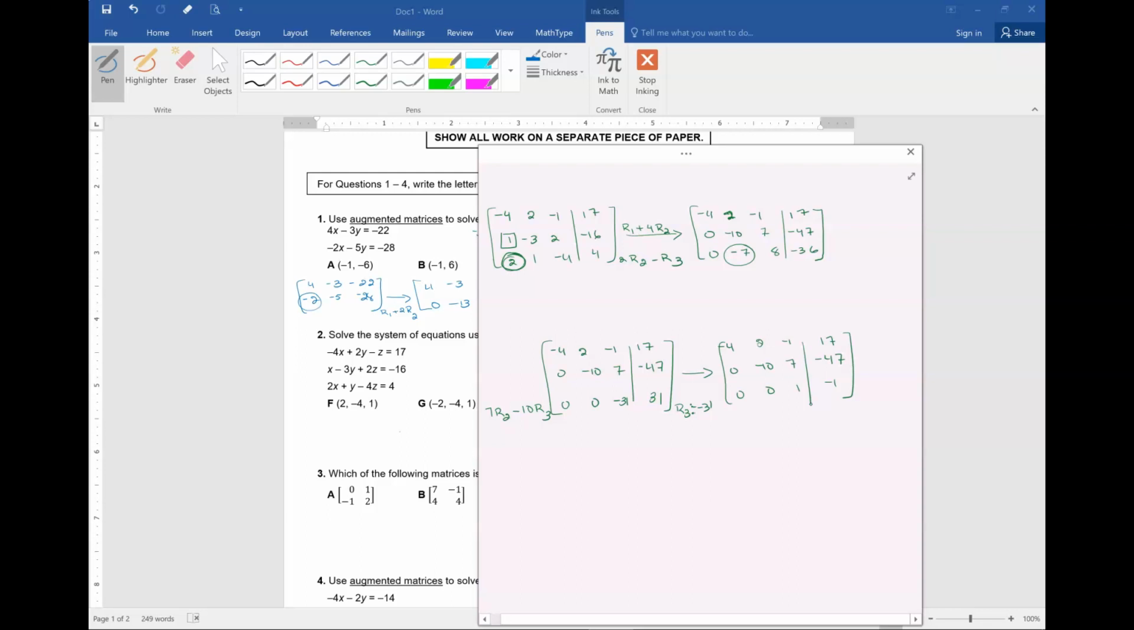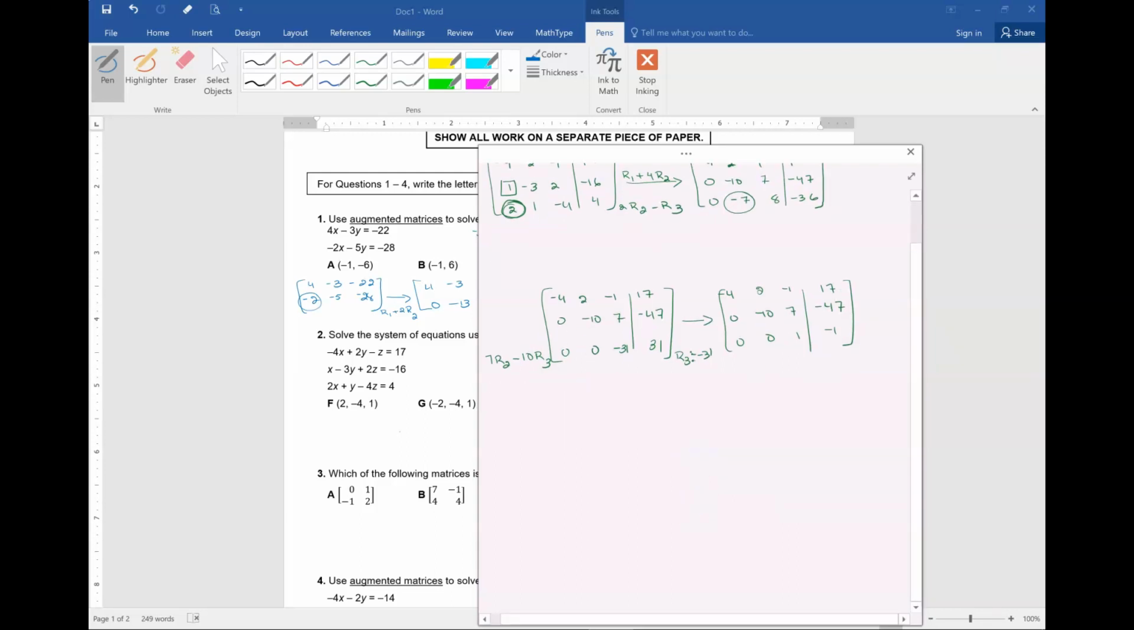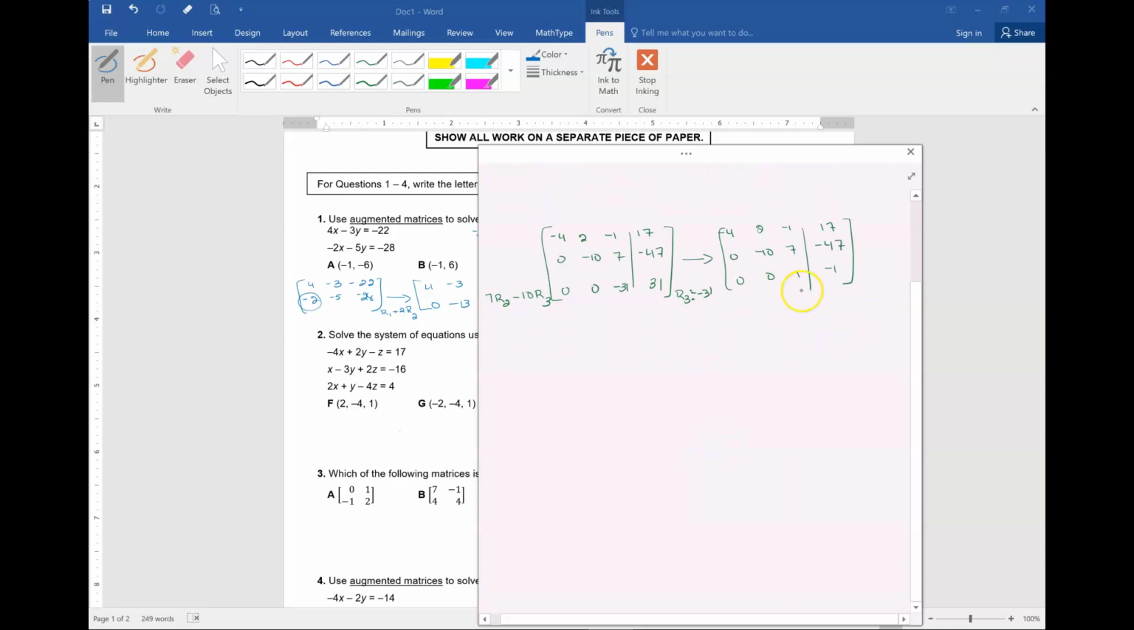For true row echelon form, these coefficients, like the -4 and the -10, would also have to be divided out to make it a 1, but I'm not requiring you to do that because there's no point this year, okay? So from here, I get that z is equal to -1. And then from row 2, -10y plus 7z is -47. So -10y plus 7 times -1 is -47. When you solve that, y is 4.